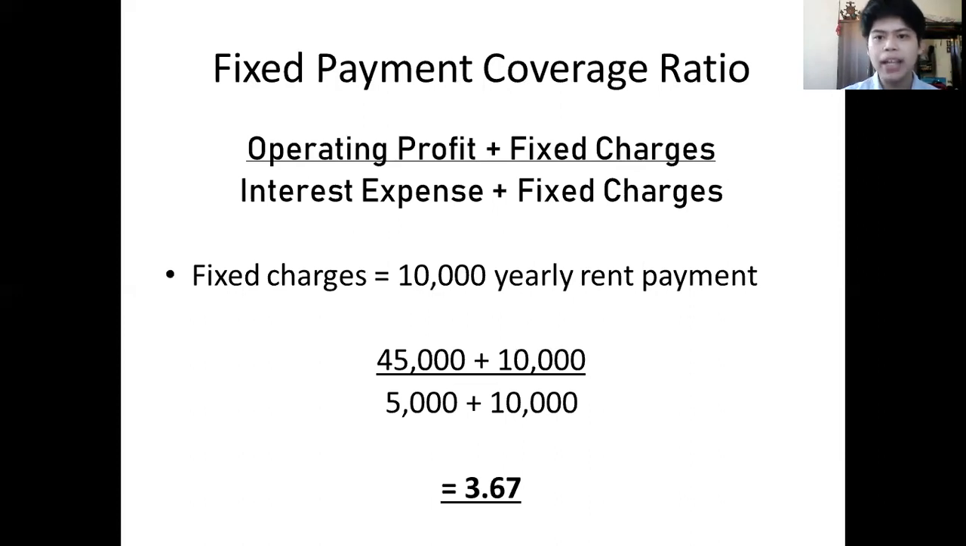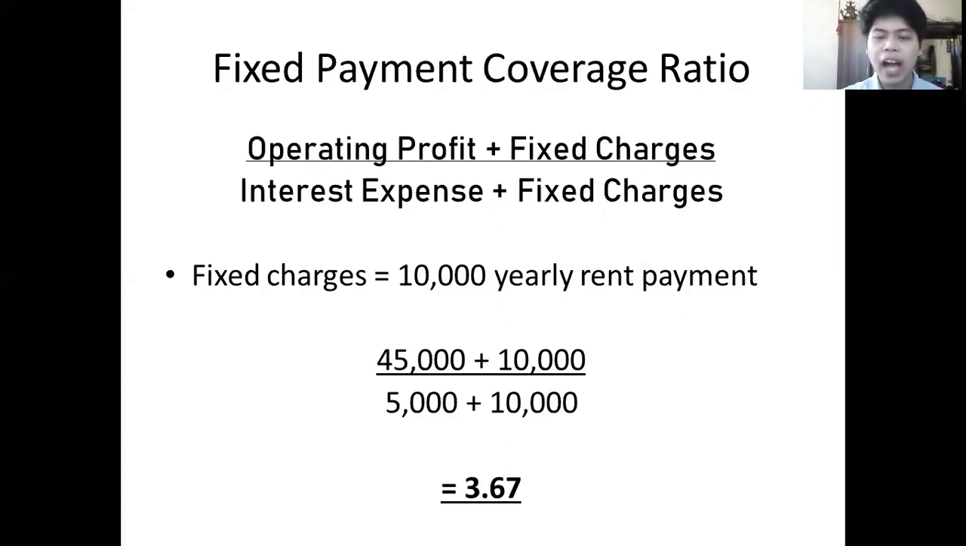Okay, fixed payment coverage ratio. Operating profit plus fixed charges divided by interest expense plus fixed charges. So again ha, yung fixed payment, pina-extend siya na times interest earned. So again, the fixed charges, we have 10,000 pesos yearly rent payment. So that's why 45,000 plus 10,000 divided by 5,000 plus 10,000. So our fixed payment coverage ratio is 3.67.